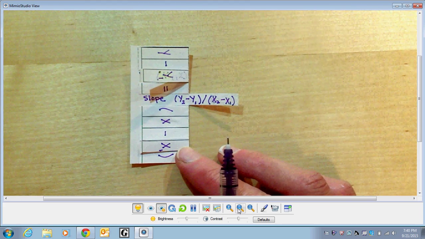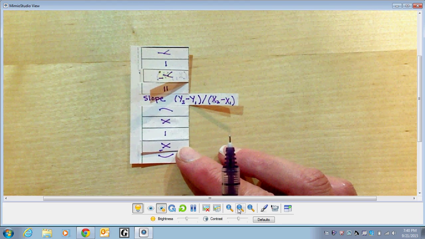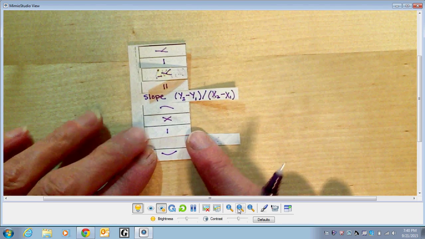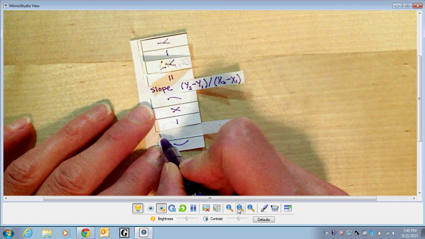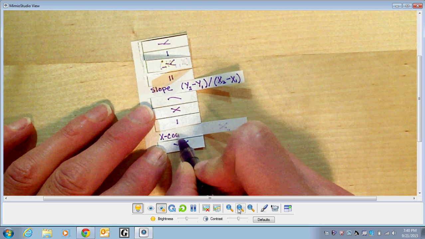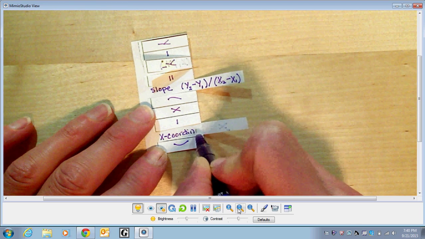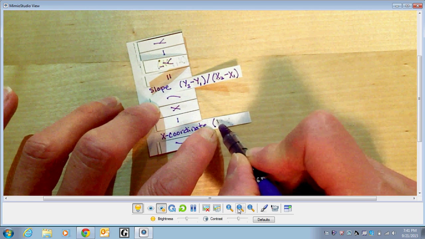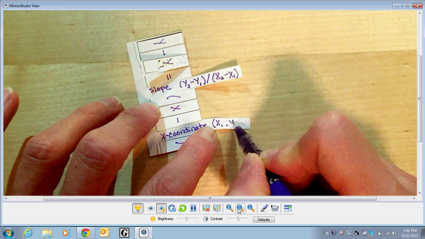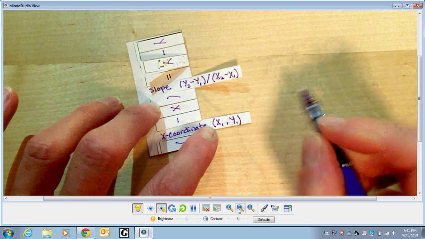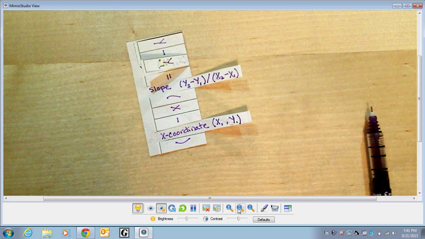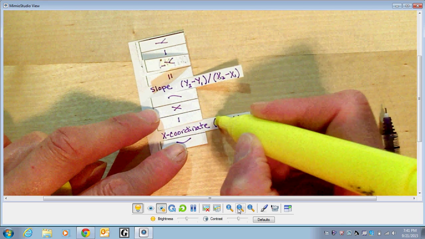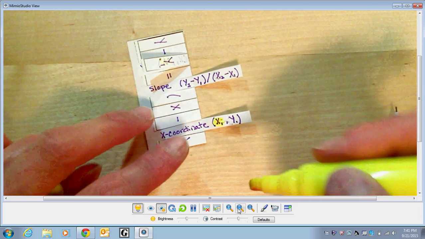And then the last thing I have is my x sub 1. So underneath the flap for x sub 1, I'm going to write x coordinate. And again, I'm going to write x sub 1, comma, y sub 1, close my parentheses. And for my x coordinate, I am only interested in the x coordinate of the point.